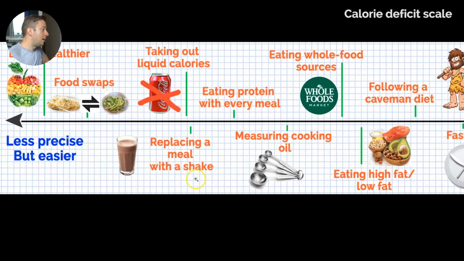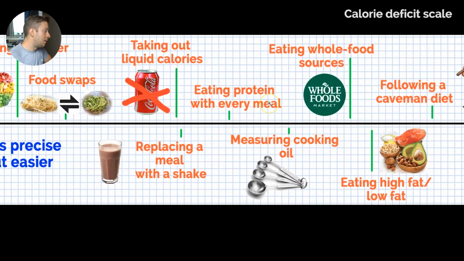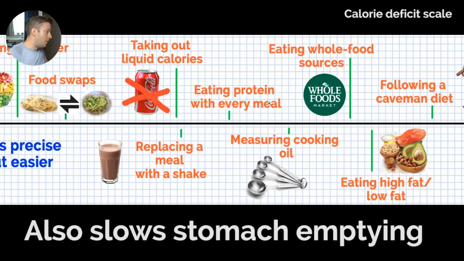Replacing a meal with a shake, a weight loss shake or a protein shake. Meals often are quite big in terms of calories. So say you have a 500 or 600 calorie meal, replacing it with a shake that has 300 calories can reduce your calories and help you be in a calorie deficit. Eating protein with every meal keeps you full and helps reduce cravings, helps reduce hunger, so you end up eating less, so it can help you be in a calorie deficit.